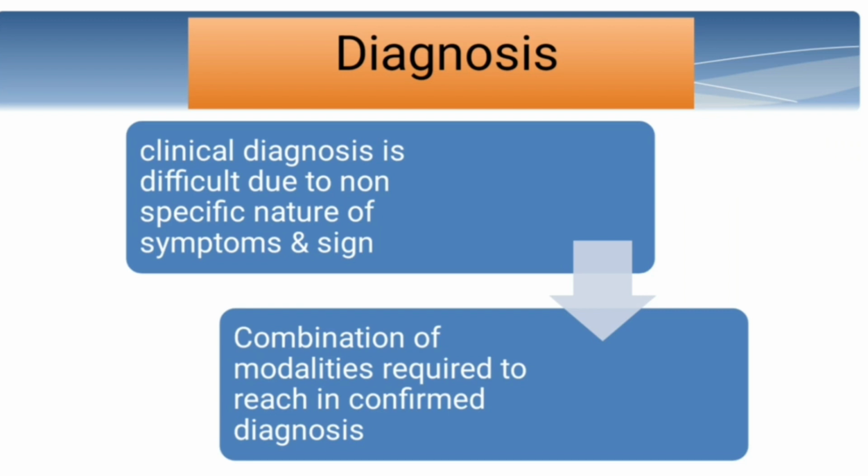Then symptom and sign, and there will be some tests, and this as a whole will produce the diagnosis. That is, clinical diagnosis is difficult due to the non-specific nature of signs and symptoms. There is no specific sign or symptom. That's why clinical diagnosis alone is difficult. A combination of modalities is required to reach a confirmed diagnosis.